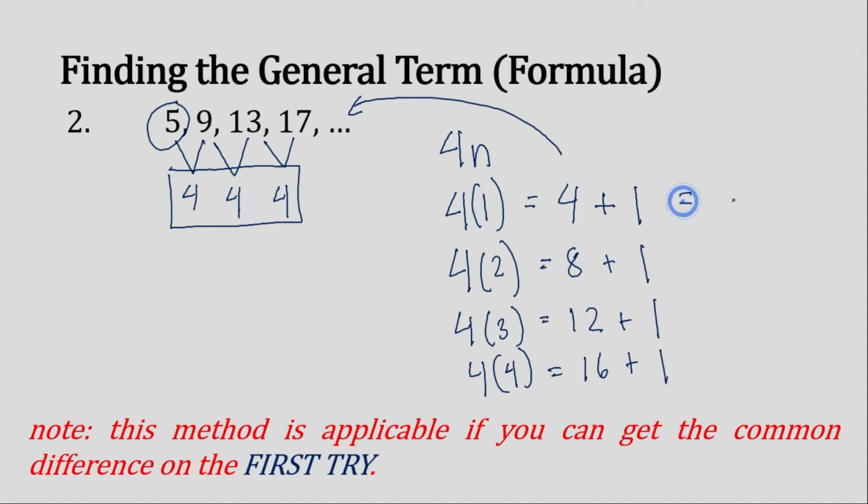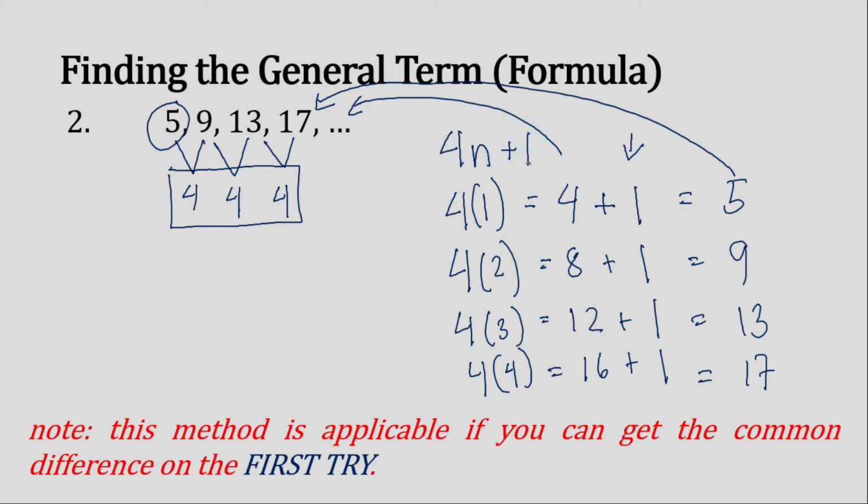Now let's evaluate this. 4 plus 1 is 5. 8 plus 1 is 9. 12 plus 1 is 13. And 16 plus 1 is 17. Now we have the same numbers as the given sequence. Now let's do the formula. See this number 1 that we add. This is a constant one. So we should just add 1 to the first formula.